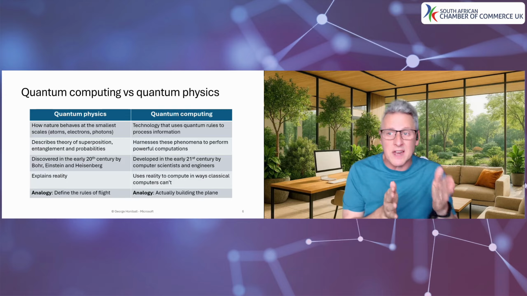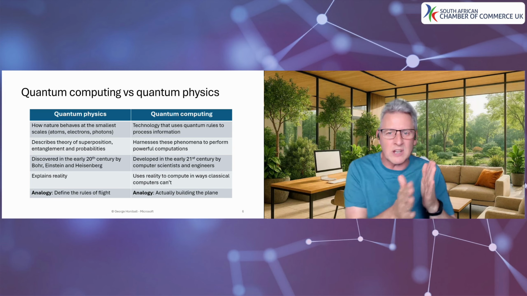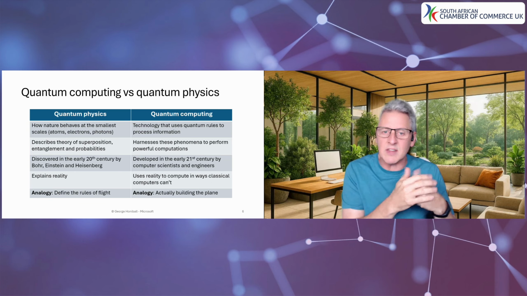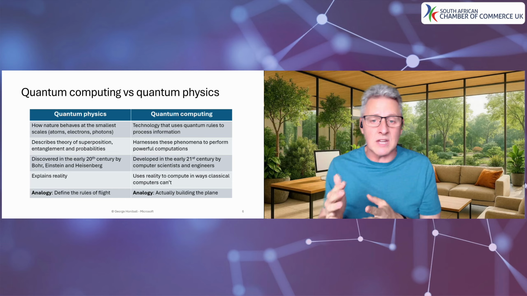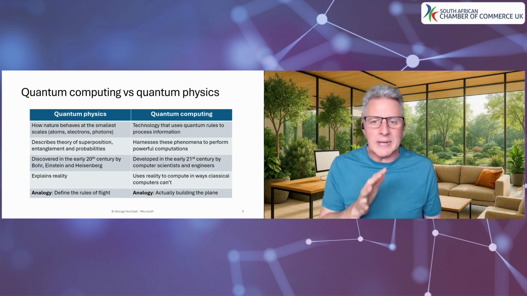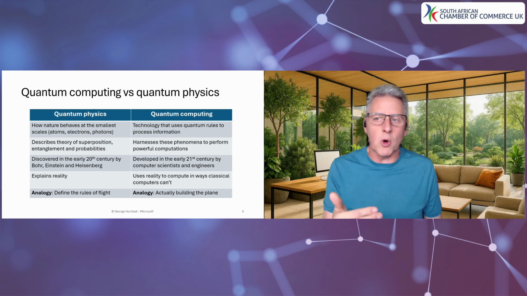So obviously the theory of quantum physics was discovered in the early 20th century, so kind of between 1900 and 1930 by people like Bohr. Obviously, Albert Einstein was involved and Heisenberg. And then in the latest research, only in the last 15, 20 years are we really starting to be able to unleash quantum computers and get results from them as well.